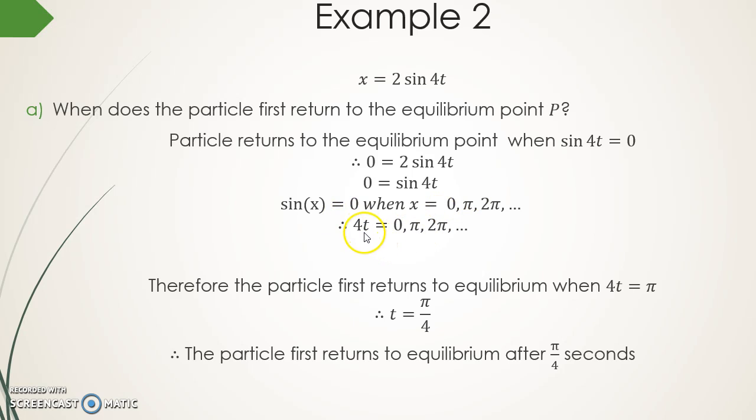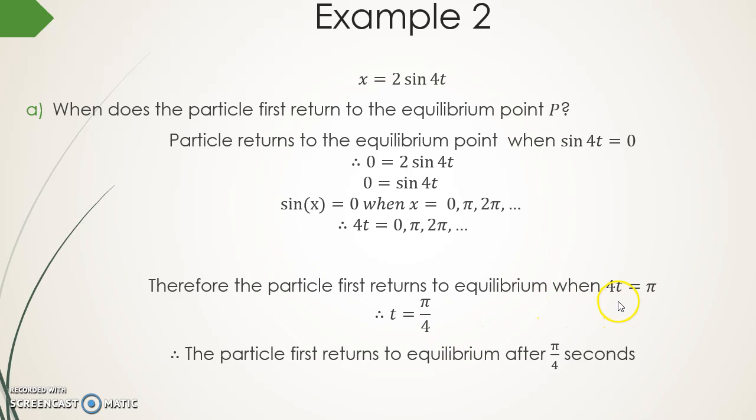So in order for sine 4t to equal 0, 4t must equal 0, pi, 2 pi, 3 pi, 4 pi, and so on. Okay, so obviously initially it starts at rest. We're looking for when it first returns to the equilibrium point, and that is when 4t equals pi.